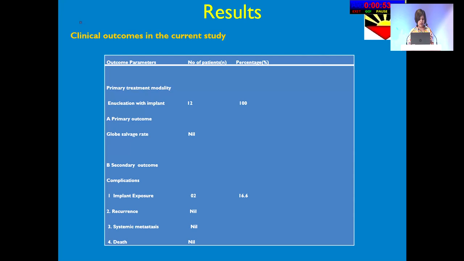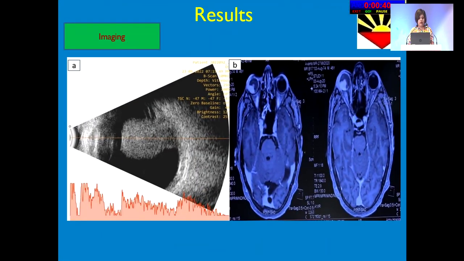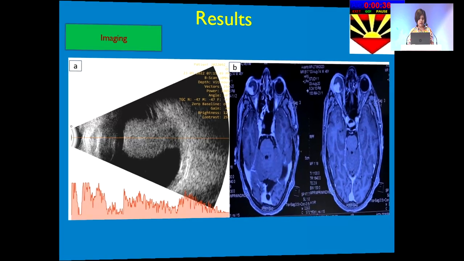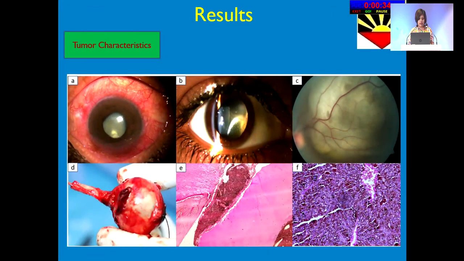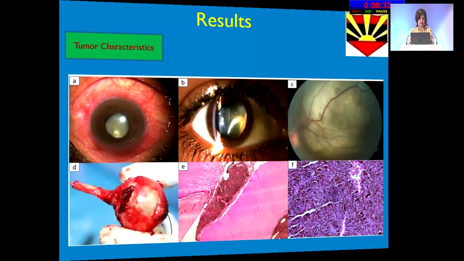Implant exposure was seen in 2 patients. There was no sign of recurrence. None of the patients was found to have systemic metastasis at the time of presentation, and no mortality was reported at the end of 2-year follow-up. So B-scan and the MRI orbit were the common imaging modalities. And these are the few cases of choroidal melanoma who were treated at our center.